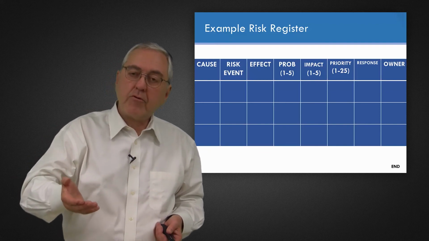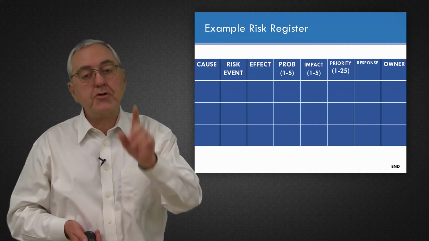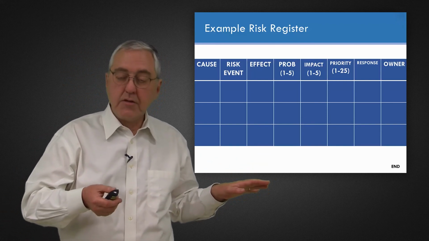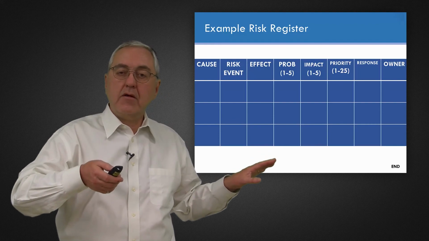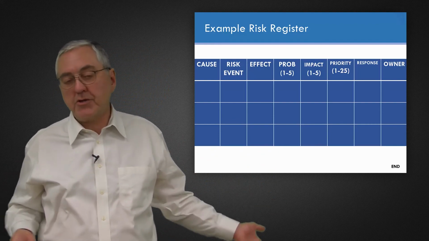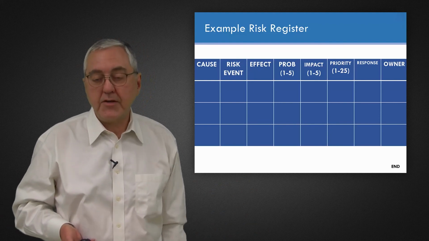We have room here for a response, and we're identifying the owner, the person on the project team that's keeping an eye on this particular risk so that we don't just ignore it after creating the risk register during project planning. So this is qualitative risk analysis.